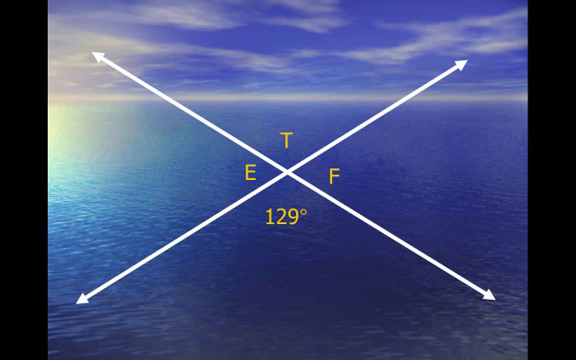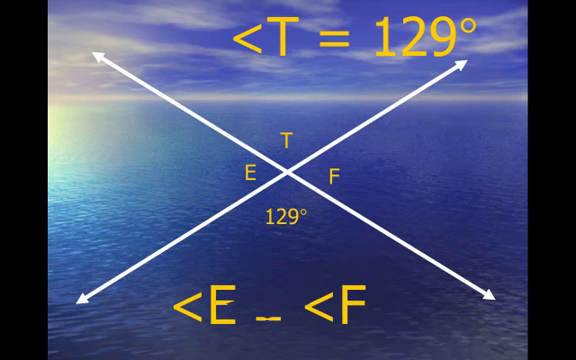The second thing I wanted you to know: angles that are directly across from one another, vertical angles, have exactly the same value. So that means because the bottom angle was 129 degrees, directly across from it up top is angle T, which means T also has a value of 129 degrees. And now I know E and F are across from one another. I don't know their values right now, but I do know that they are congruent to one another because they're across from one another, and that satisfies the definition of vertical angles.